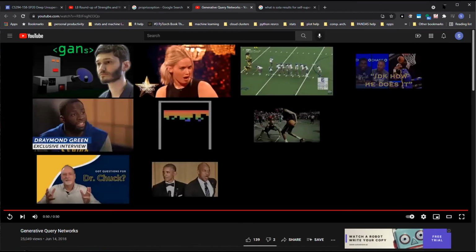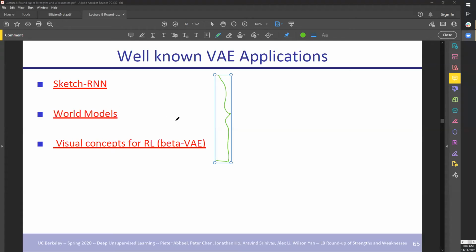Okay, so that's that. I'll stop sharing that and switch back. Of course, I haven't looked at the specific paper, but it's a fascinating VAE application that they illustrate.